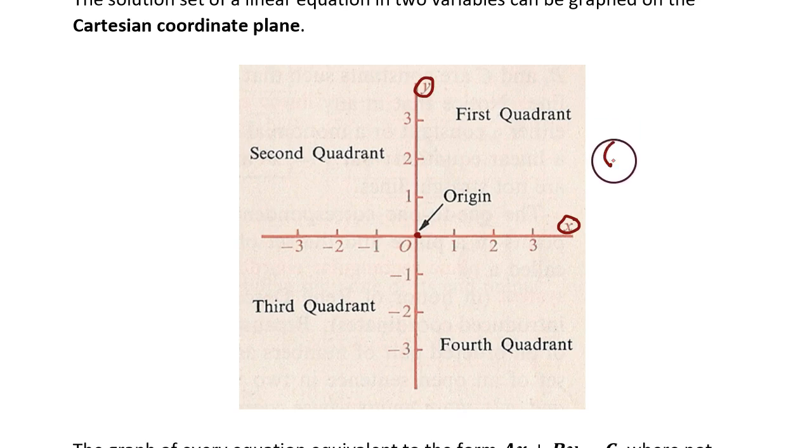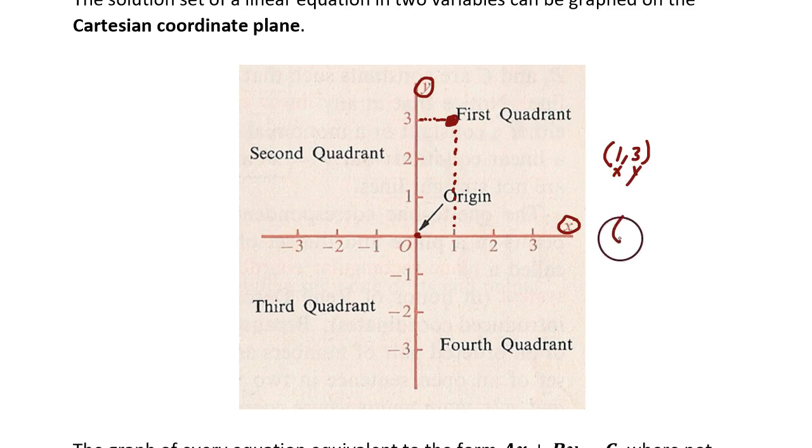For example, the ordered pair 1, 3, which has an x-coordinate of 1 and a y-coordinate of 3, is located here in the first quadrant. To locate that dot, you find where x is 1 and draw a vertical line, and find where y is 3 and draw a horizontal line. The intersection of those two lines is the point for the ordered pair 1, 3.